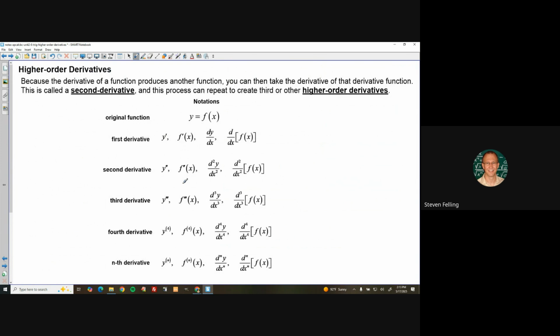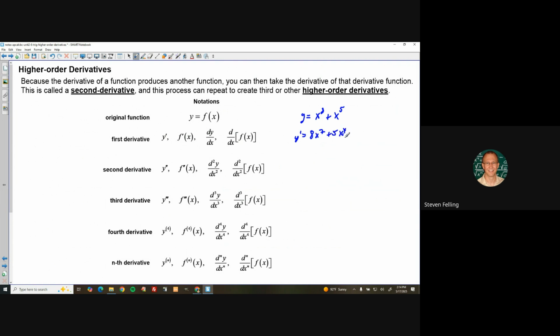Right. Next topic, besides adding on to the list for trig functions, is that you can take a derivative of a function, and that produces a new function, which means you could take a derivative of that function, and that is therefore called a second derivative. So I'll give you an example. Let's say that we had y equals x to the 8th plus x to the 5th. Okay? The first derivative would be 8x to the 7th plus 5x to the 4th.